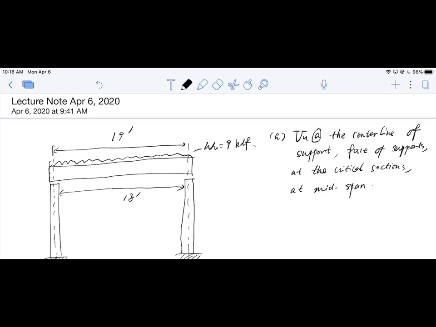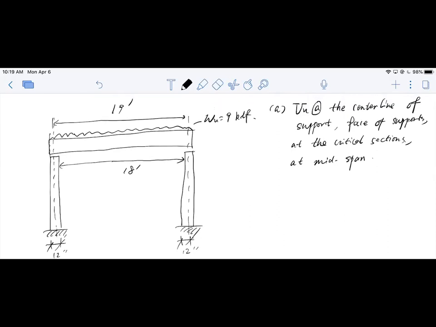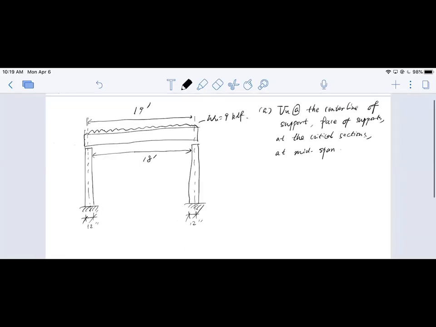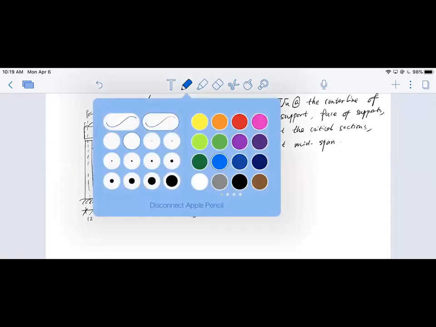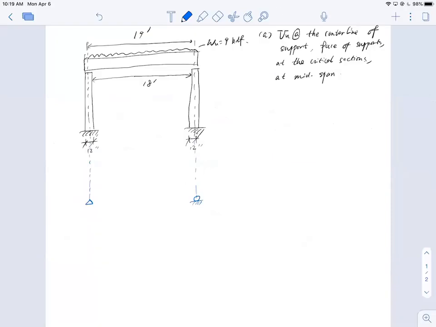Okay, so first of all, let's draw the shear diagram. If I want to draw the shear diagram, I need to know where the support is. When I assume a simply supported condition, let me use a blue line here, from the center line, extending out from the center line here, and this is the support.